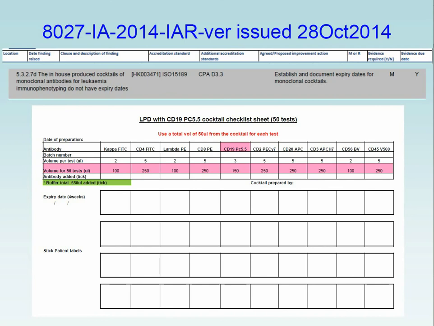So in order to comply with this, we just added an expiry date. And we just normally took 4 weeks. Generally speaking, our cocktails last about a week.